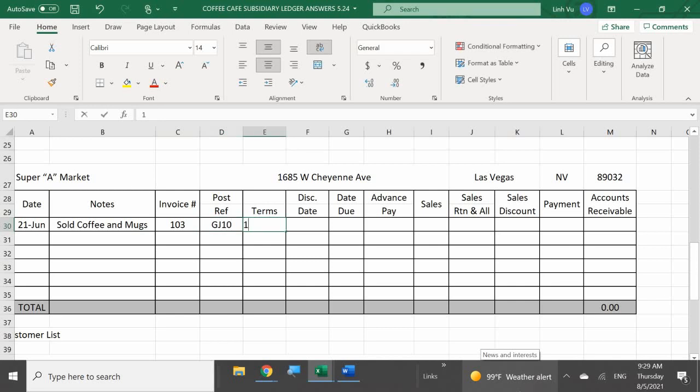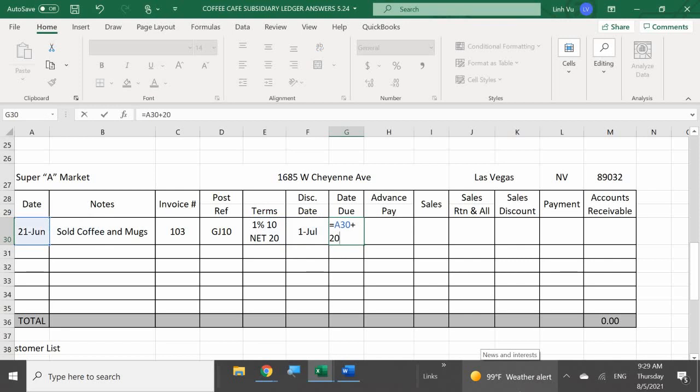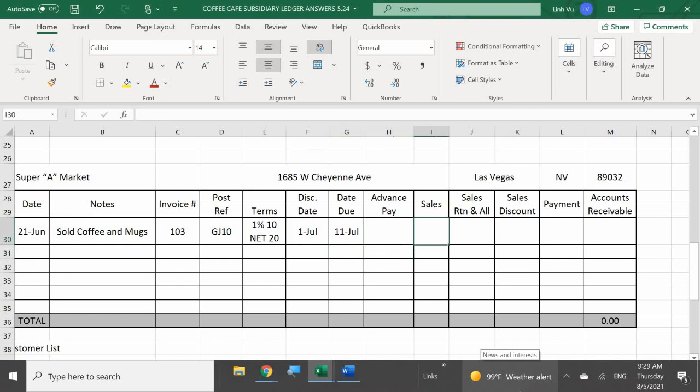Our terms were 1/10, net 20. And then our discount date is going to be July 1st. Okay, and the due date would be July 11th. July 11th. Good. And we'll only need to put down the sales at $498.80. Good.